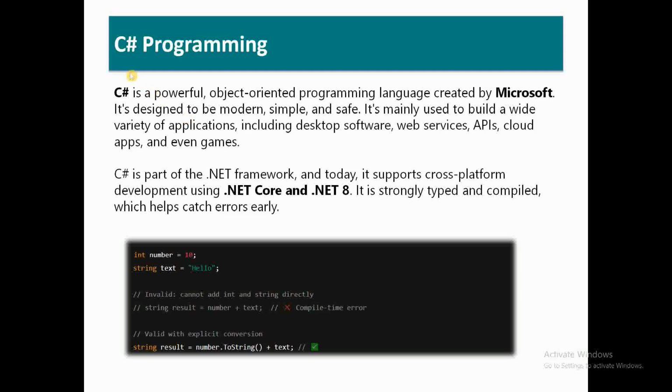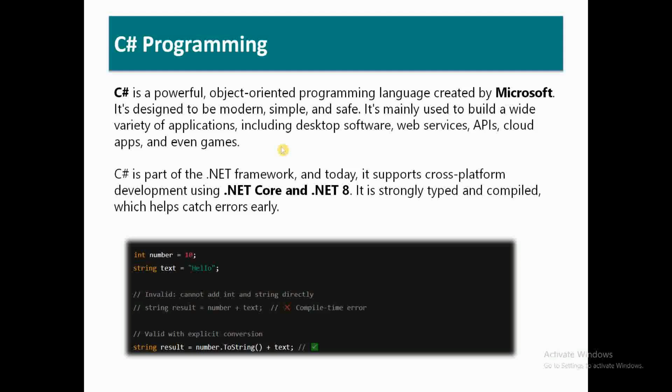Here is the first concept, that is C# programming. C# is a powerful object-oriented programming language created by Microsoft. It's designed to be modern, simple and safe. It's mainly used to build a wide variety of applications including desktop software, web services, APIs, cloud applications and even games. So here C# is a very powerful object-oriented programming language, and here we have the concept of OOPs, which we will cover in a later section. And it is created by Microsoft company, and it is designed to be very modern, simple and safe.